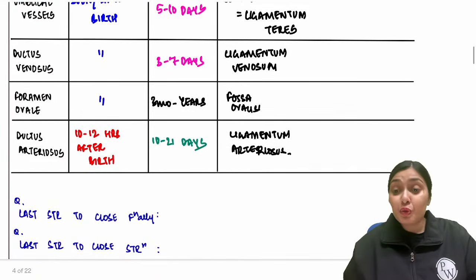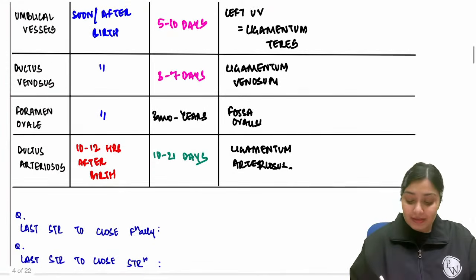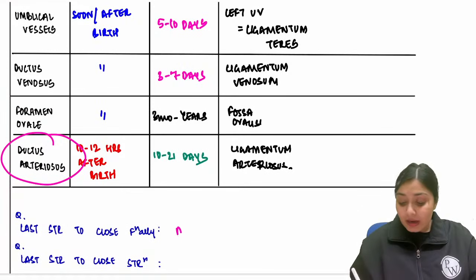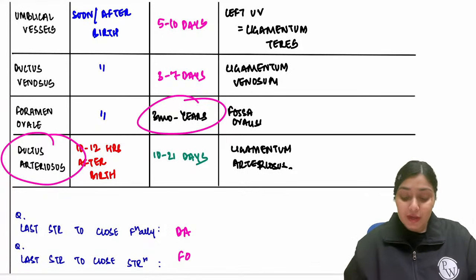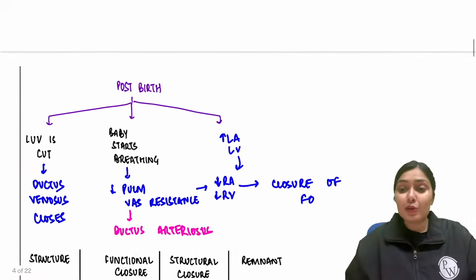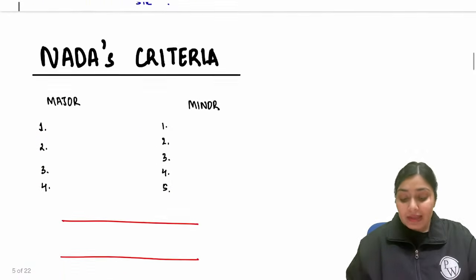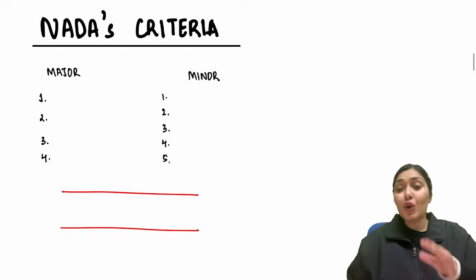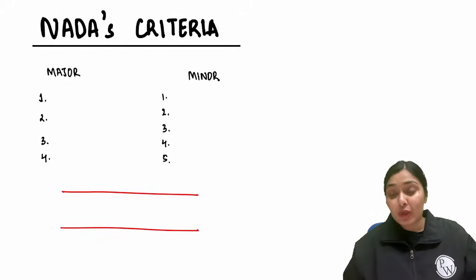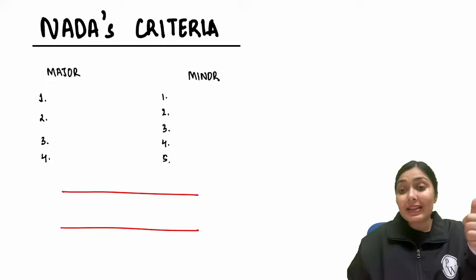Last structure to close functionally, we discussed, is ductus arteriosus. And last structure to close structurally, that's foramen ovale. Right? So this is all about the fetal circulation that you need to know. So now let's move to the next topic, that is congenital heart diseases. And in congenital heart diseases, we will stick to the important ones. Firstly, we are going to discuss the criteria.